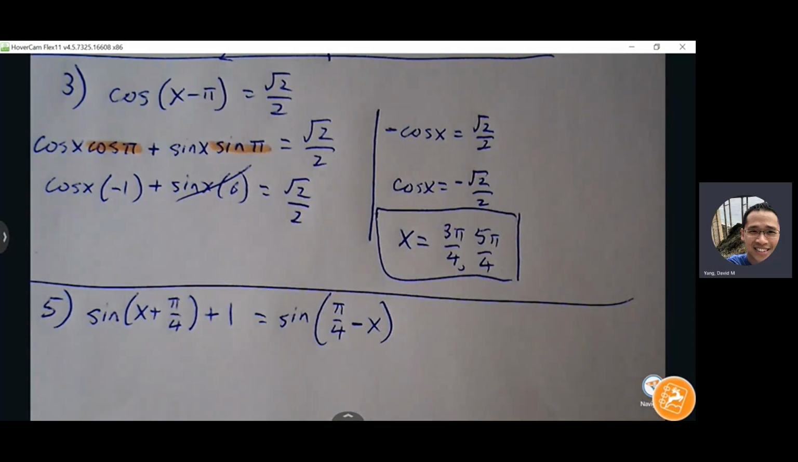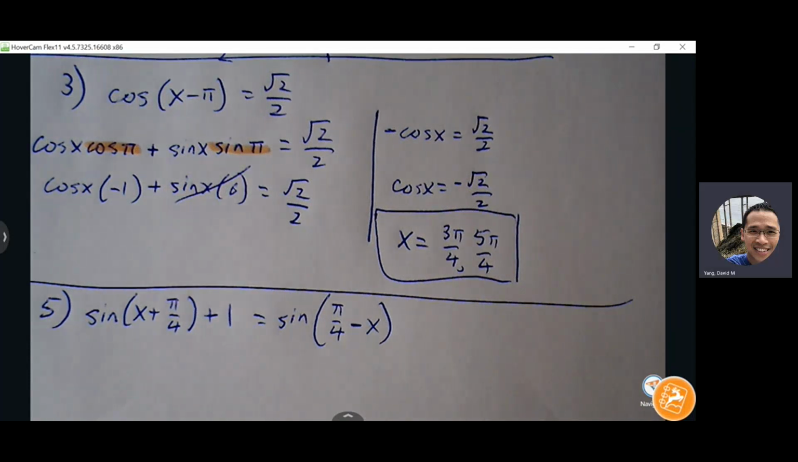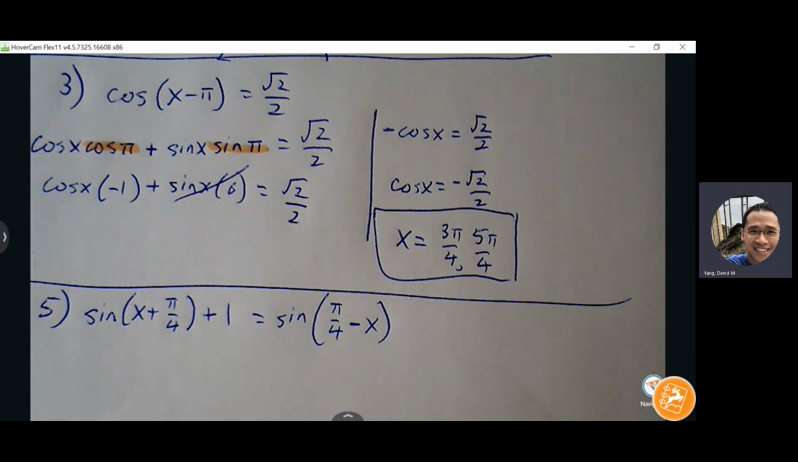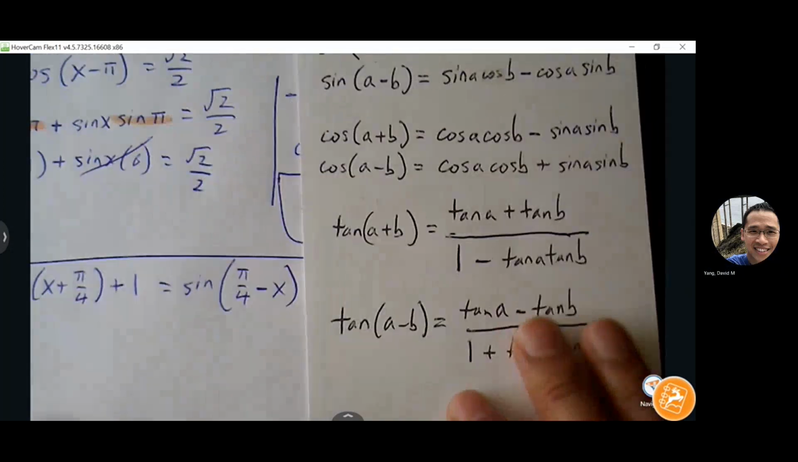Any questions with 3? Oh, and by the way, the back of your packet has all the identities, so you can always look at those as well.